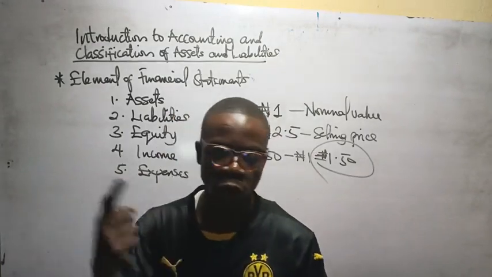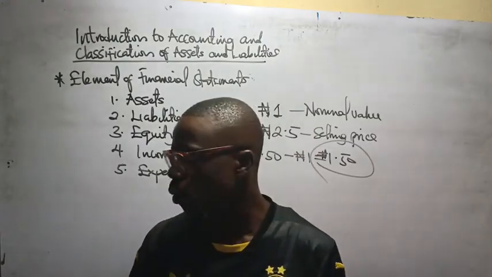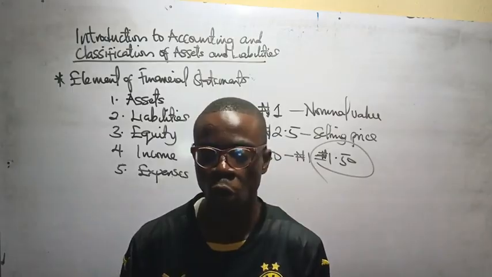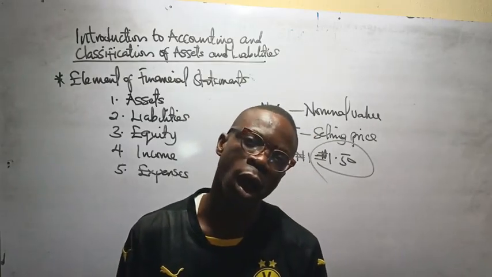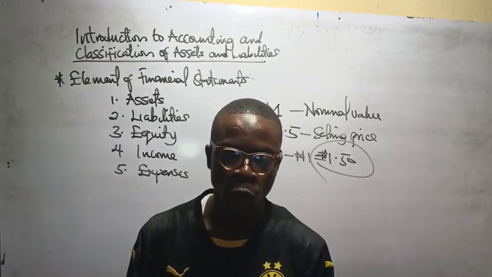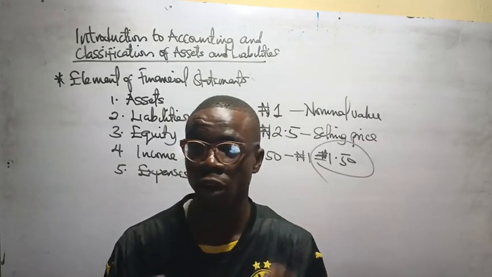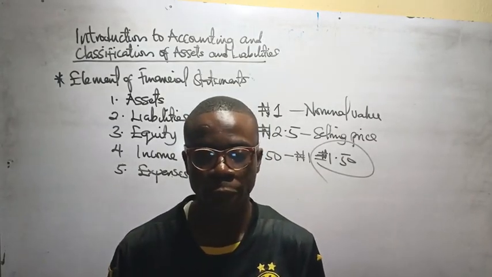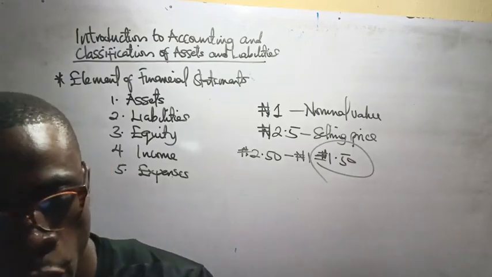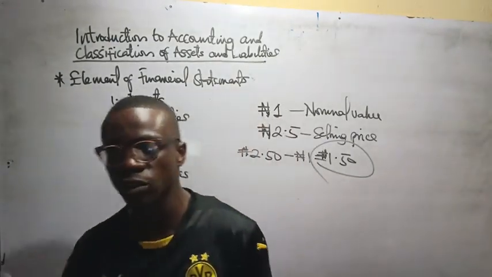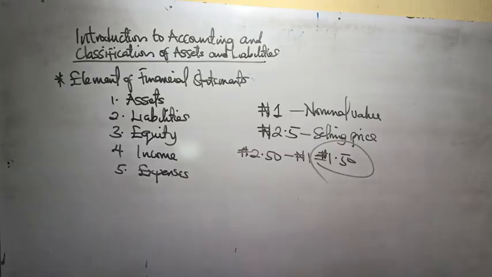Examples of equity: we have ordinary share capital, which is also called your common stock. We have your preference stock, which is also called preference shares. We have retained earnings. We have revaluation surplus, which is not in the material. We have share premium, which is your additional paid-in capital. These are examples of your equity. Don't forget, I told you that equity is the residual interest in the assets of a company after deducting liabilities.